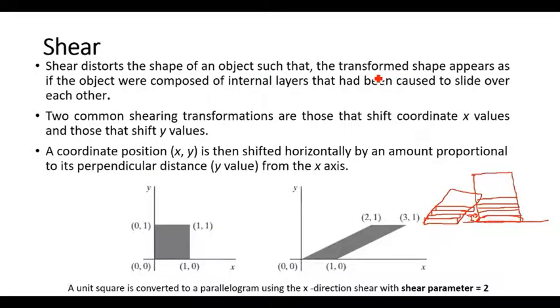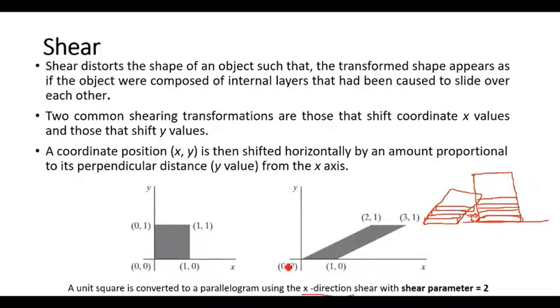See, this is what has been explained here. The shape appears as if the object were composed of internal layers that had been caused to slide over each other. So you can note this sliding effect over here. The two common shearing transformations are to shift the coordinate x values or the y values. Now see here, this is an example of shearing with respect to x direction.